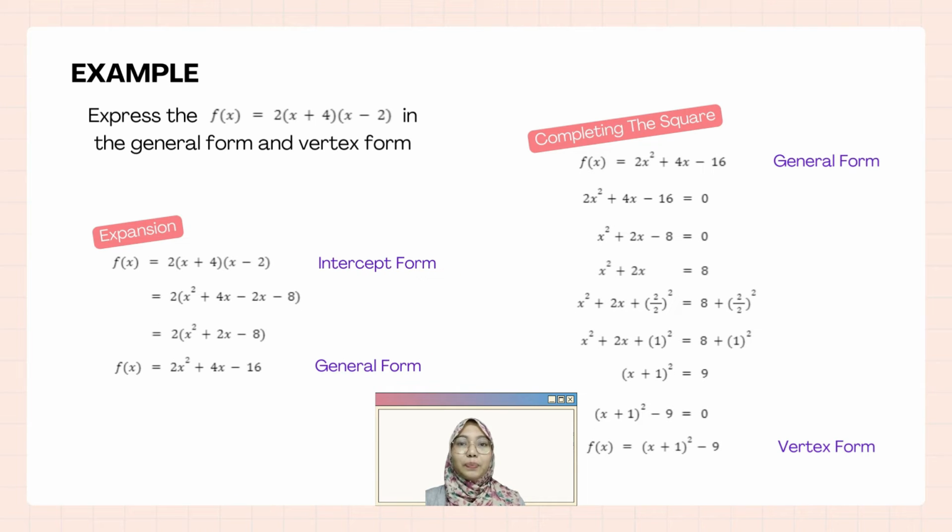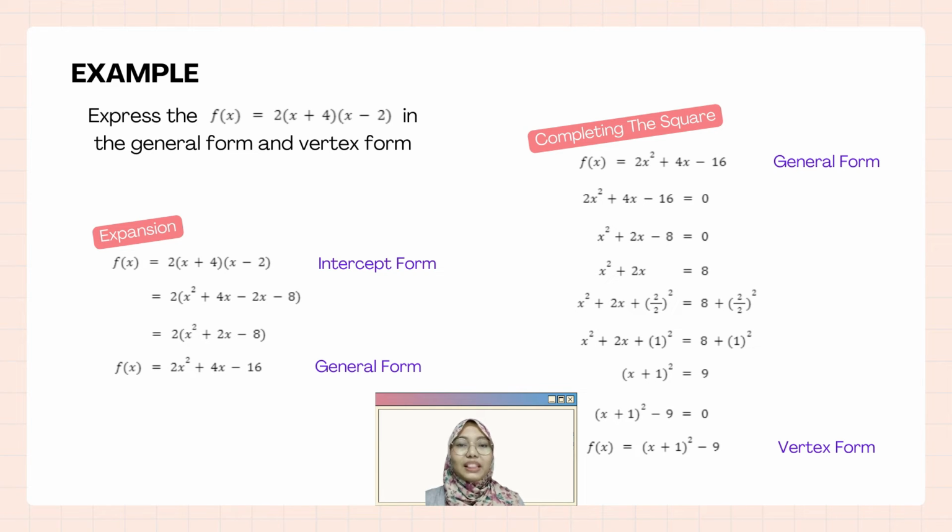Here is an example of how we express a quadratic function from one form to another. We are given a function f(x) equal to 2 in bracket x plus 4 in bracket x minus 2, which is the intercept form, and we need to express it in the vertex form. First, we need to expand the function to obtain the general form. From this, we will get f(x) equal to 2x squared plus 4x minus 16 as the general form.